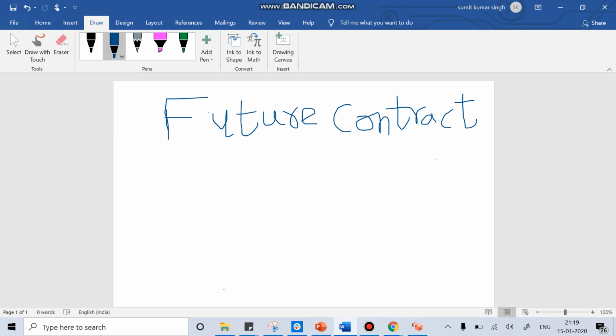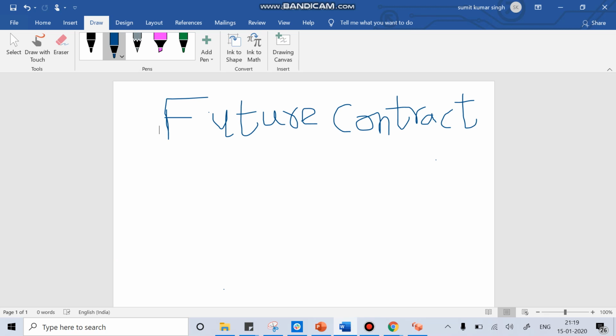I hope you understood what a future contract is all about. A future contract is basically a forward contract which is traded over the exchange. Here the exchange determines the terms of the contract, and the buyer need not worry who the seller is, and the seller need not worry who the buyer is. Now the question comes to your mind: how does the exchange make sure that default does not happen?